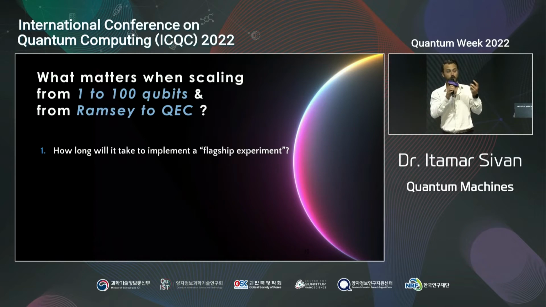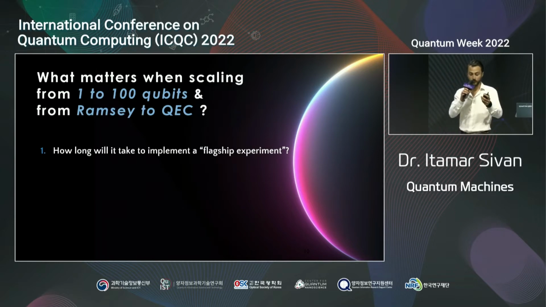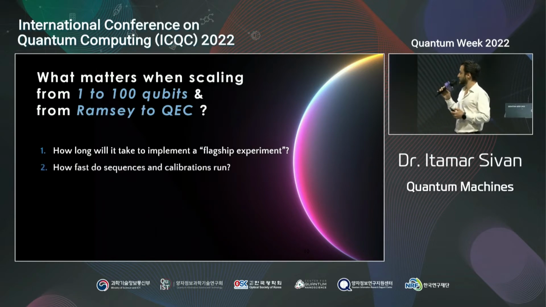The question is how long it will take you to implement it, or any other algorithm or experiment that you will have along the way. This is the first question. The second question is, how fast do sequences and calibrations run?